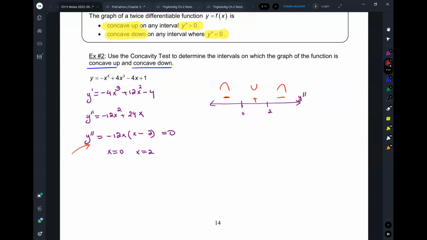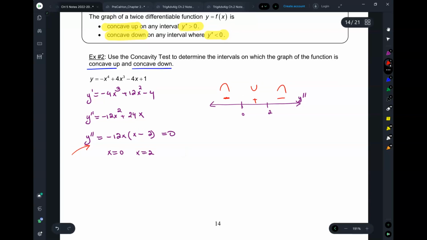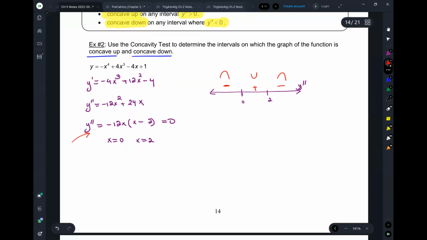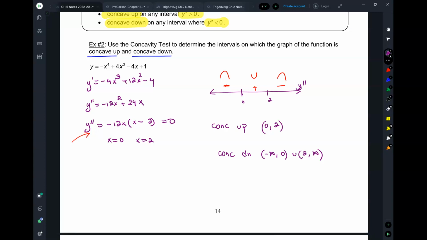Maybe I'll come back to that later. It says determine the intervals on which the graph of the function is concave up or down. So basically, where is it going to be concave up? It's concave up from 0 to 2, and then concave down from negative infinity to 0. And it's always with open parentheses.